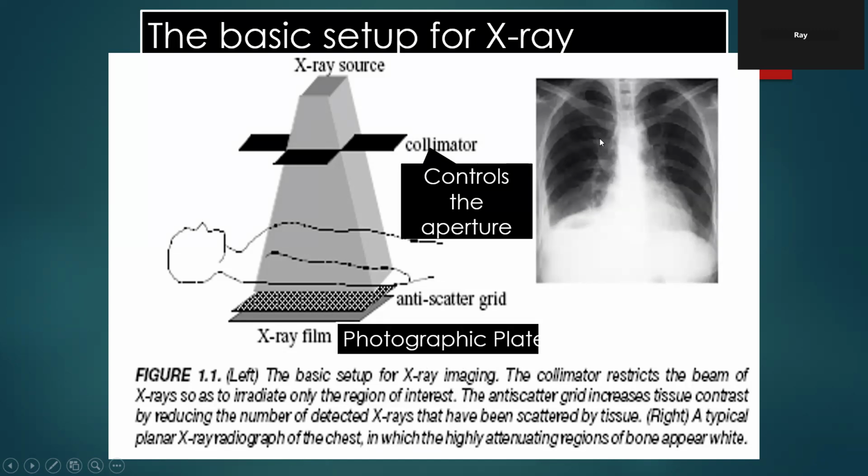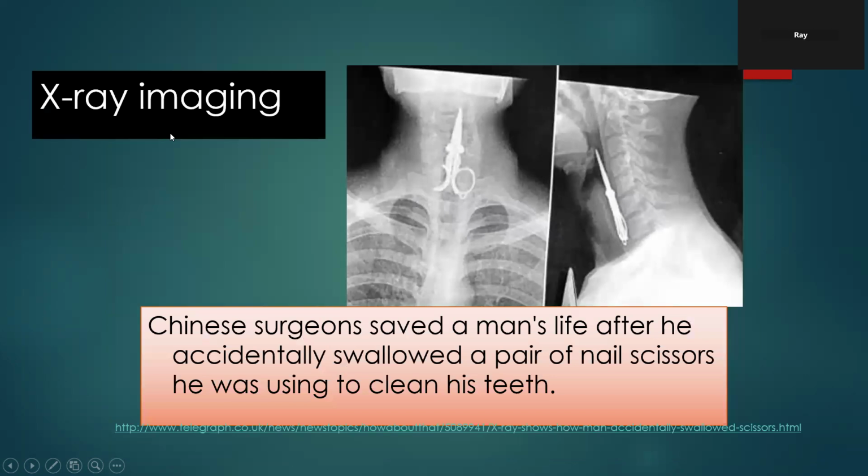This is an X-ray picture of the rib with the lung. A Chinese surgeon saved a man's life after he accidentally swallowed a pair of nail scissors he was using to clean his teeth. I don't know how he got the scissors into his throat.